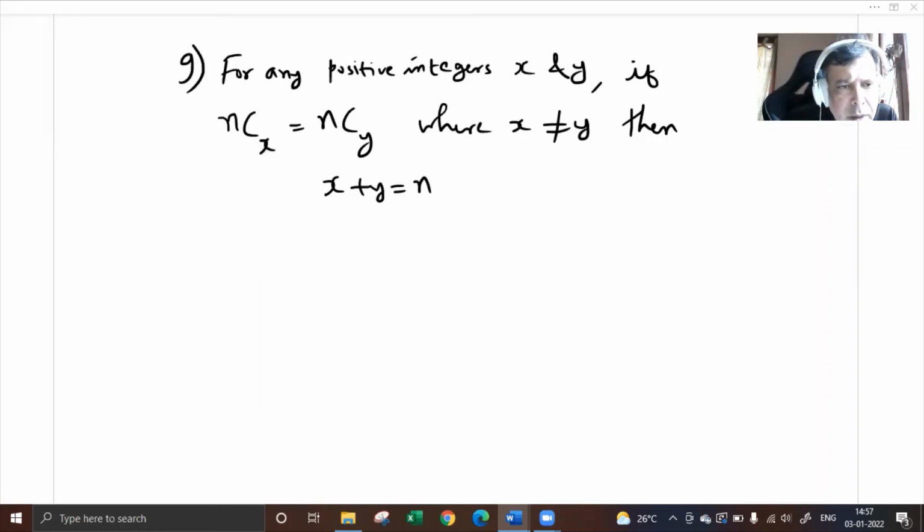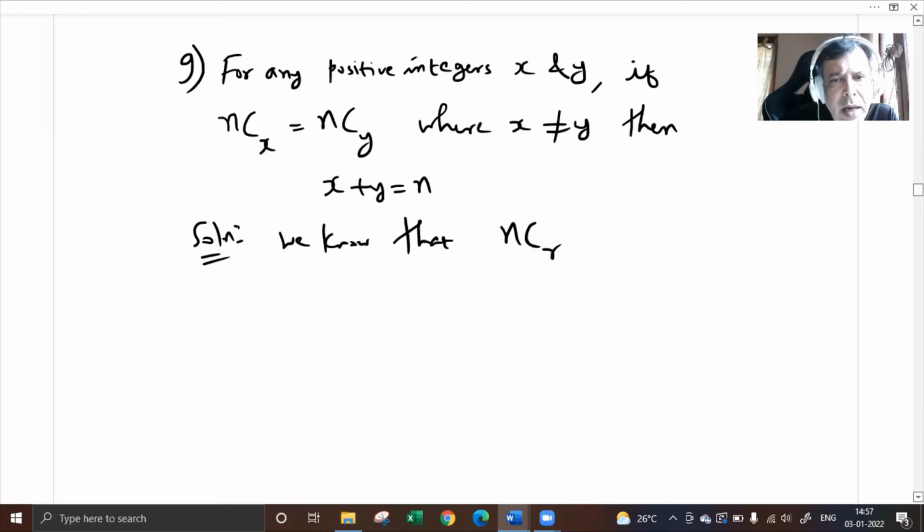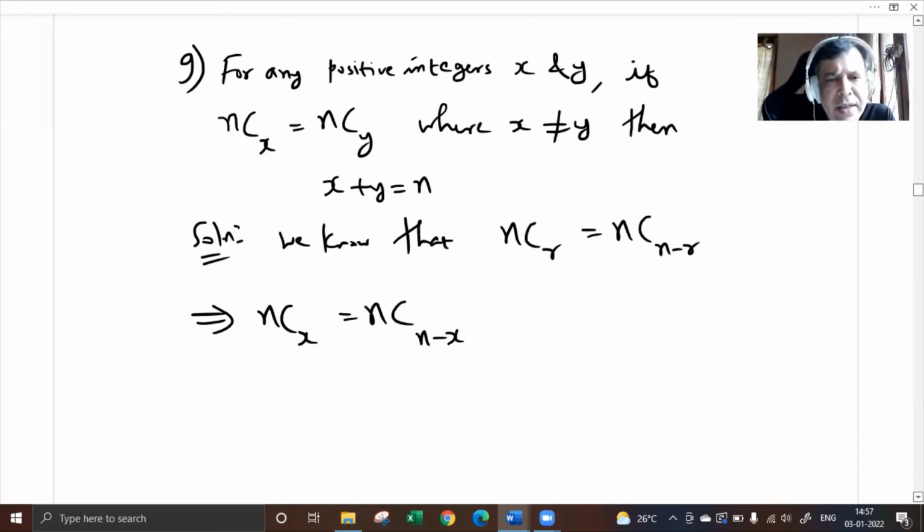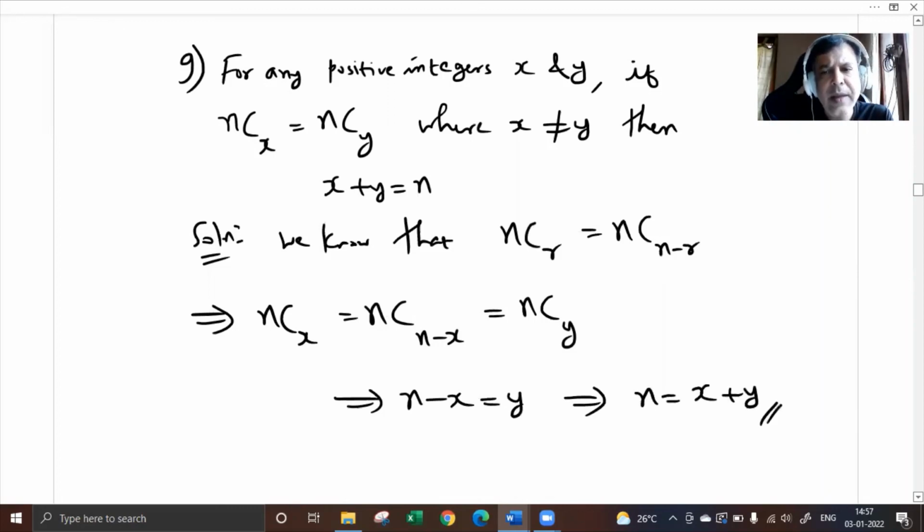We know that nCr is nothing but nC(n minus r). That means nCx can be written as nC(n minus x). Now this nCx is already given as equal to nCy, so I can equate this to nCy, which means I can equate now these two suffixes, n minus x and y. That means n minus x equals y, which implies that n is x plus y. Hence the proof.